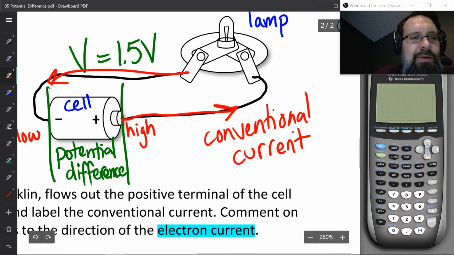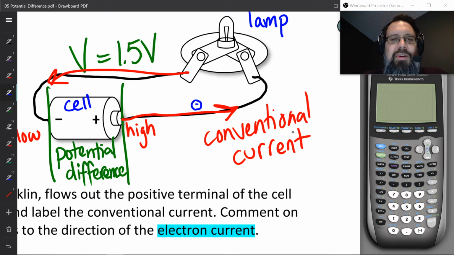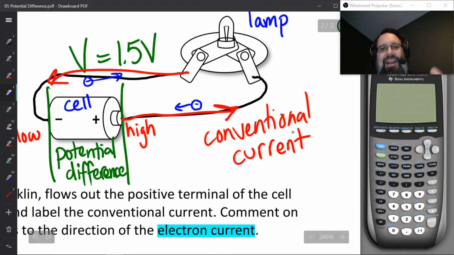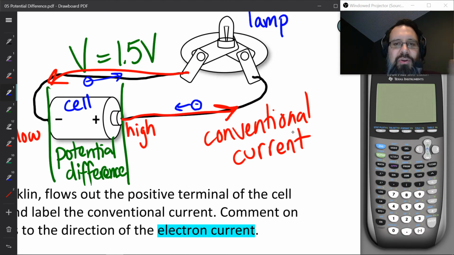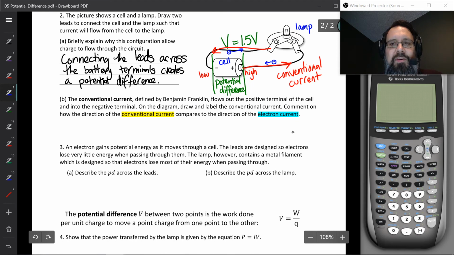But if you were to stare at an electron right there, it would not be moving in the direction of the conventional current. The negative electron would be attracted towards the positive terminal. And over here, a negative electron would be repelled from the negative terminal. So the electron current actually goes in the opposite direction to the conventional current, which is a total pain in the butt for anyone who's first learning this. It can be extremely confusing.